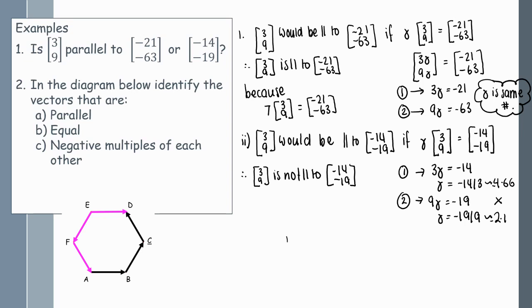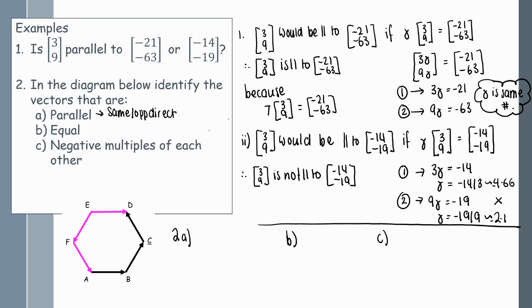Lastly, in the diagram below, we're going to identify the vectors that are parallel, the vectors that are equal, and the vectors that are negative multiples of each other. Let's find the parallel vectors. So remember, same or opposite direction, and they can be of different lengths to each other. Let's assume that this hexagon is a hexagon where all the lengths are the same. So it's a regular hexagon.